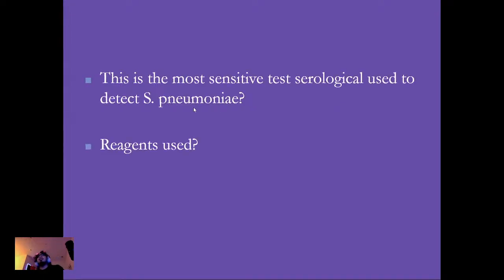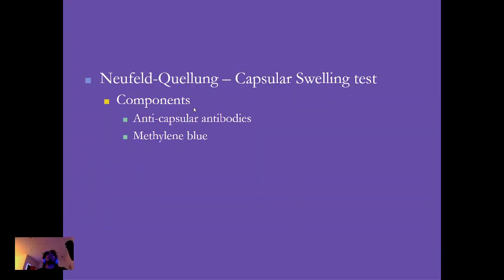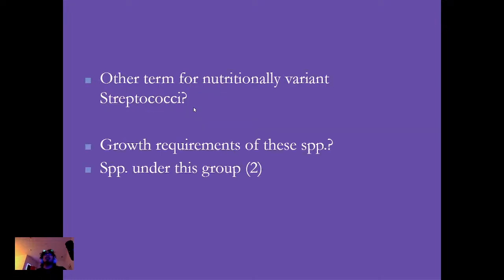Next slide, please. This is the most sensitive serological test used to detect Streptococcus pneumoniae. We already asked you about that one earlier. That is the Neufeld-Quellung test or capsular swelling test. Components of the test include anticapsular antibodies and methylene blue. Okay? Other name for that one is capsular swelling test.